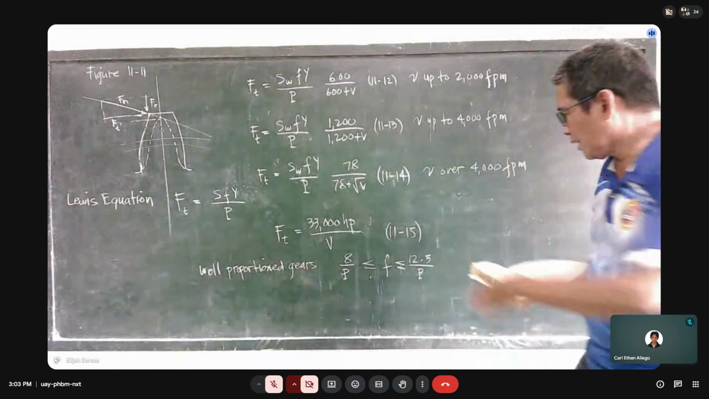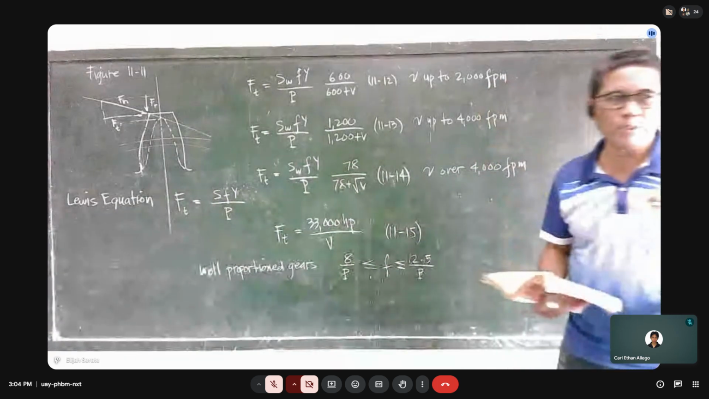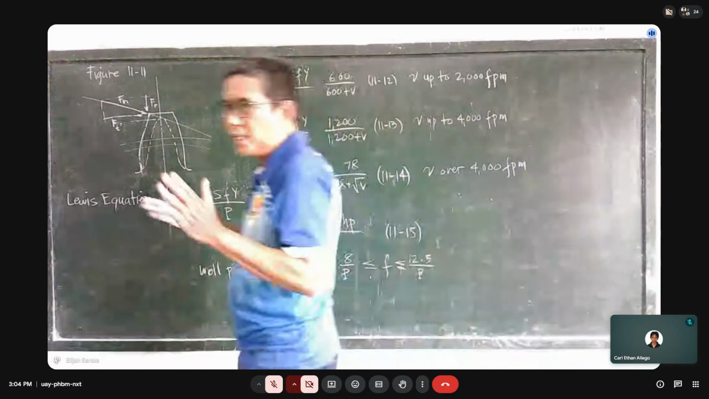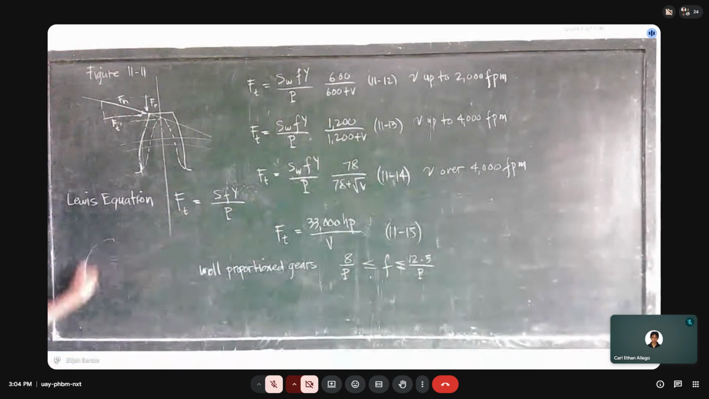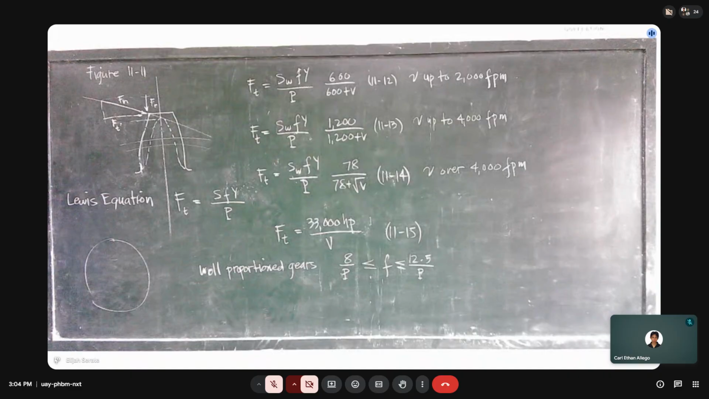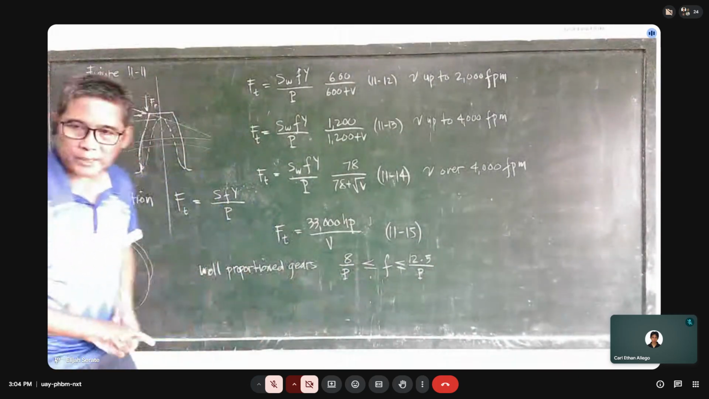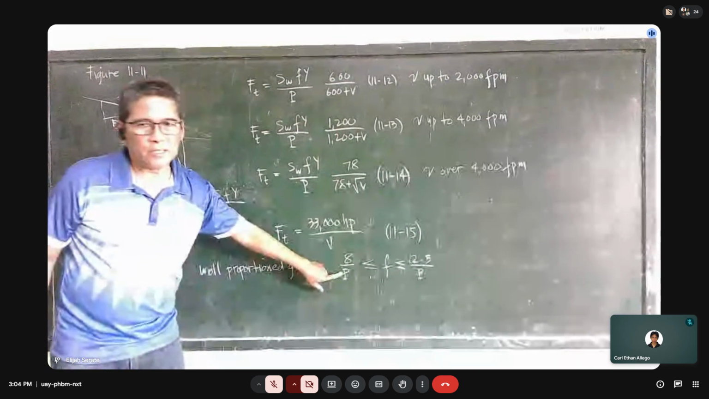Once you are within, it is well proportioned. Meaning, your gear is not too thin. A well proportioned gear is something like this: this is your gear and the diameter. The face width should also be well proportioned. So that is why the face width, the thickness of it, is 8 over P, where P is the diameter pitch.